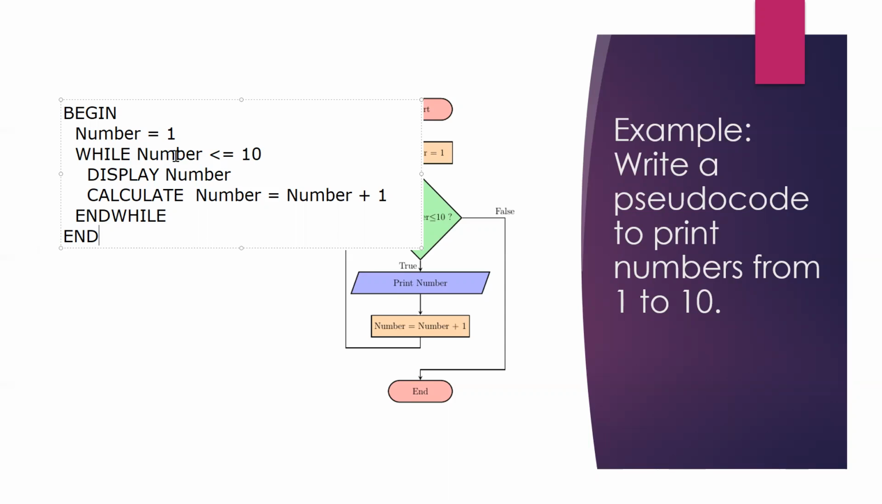Go on like this. Let's say your number is 8. You check, is 8 less than or equal to 10? Yes, you display 8. 8 plus 1, number becomes 9. Now 9 is less than or equal to 10. You print 9. 9 plus 1 becomes 10. Is 10 less than or equal to 10? Yes, it's equal to 10. So you print 10. 10 plus 1 is 11. Is 11 less than or equal to 10? No, then you will come out. But remember, when you come out, the value of number is 11, not 10.